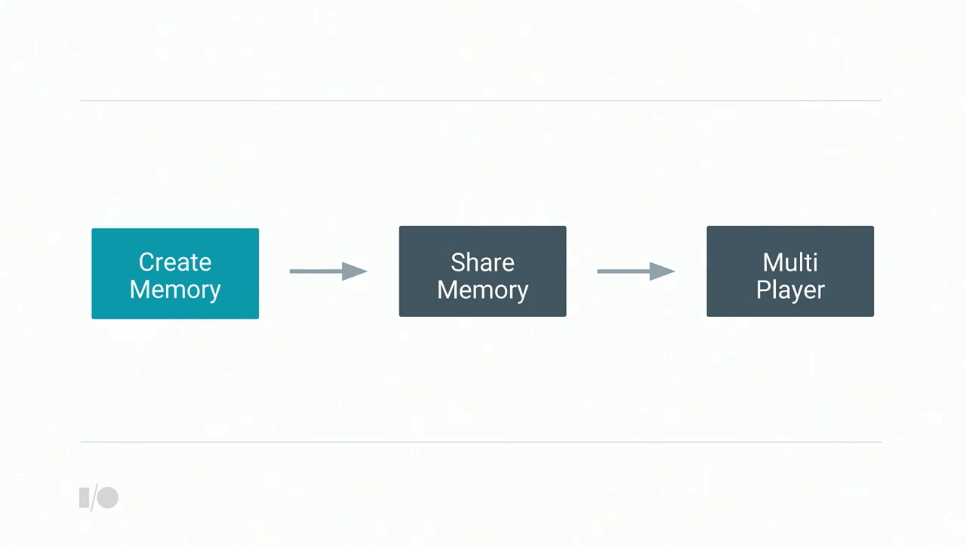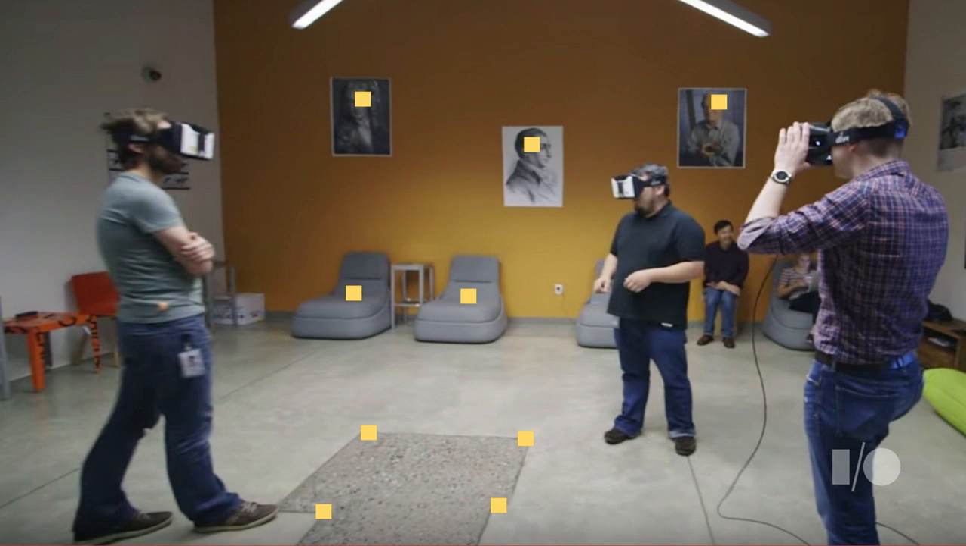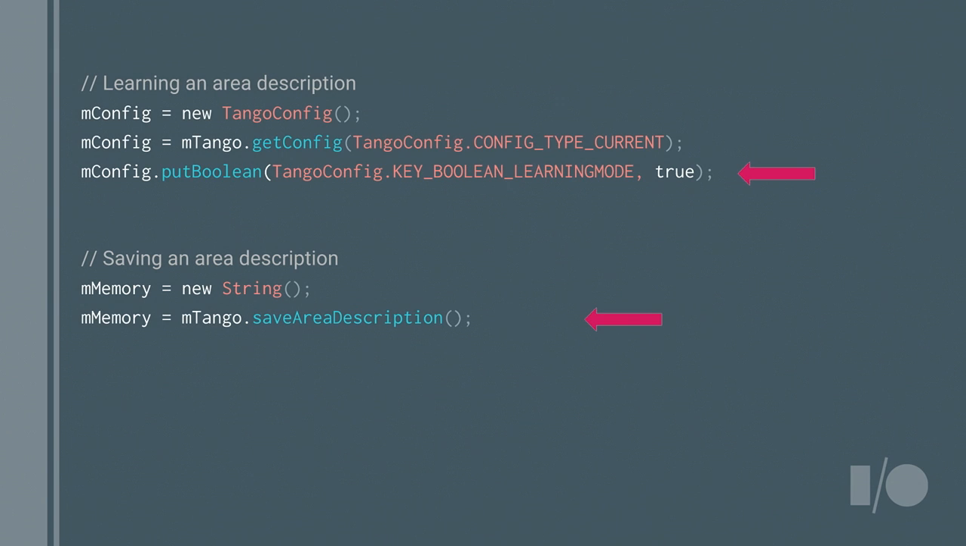Let's first think about how you create that memory. In your shared space, you want to build up literally this memory of what that space looks like. How do you do that in code in Tango? Very simple. You tell Tango, start learning the area. And then when you're done, you say save. And then you have built up a memory of what that space looks like.